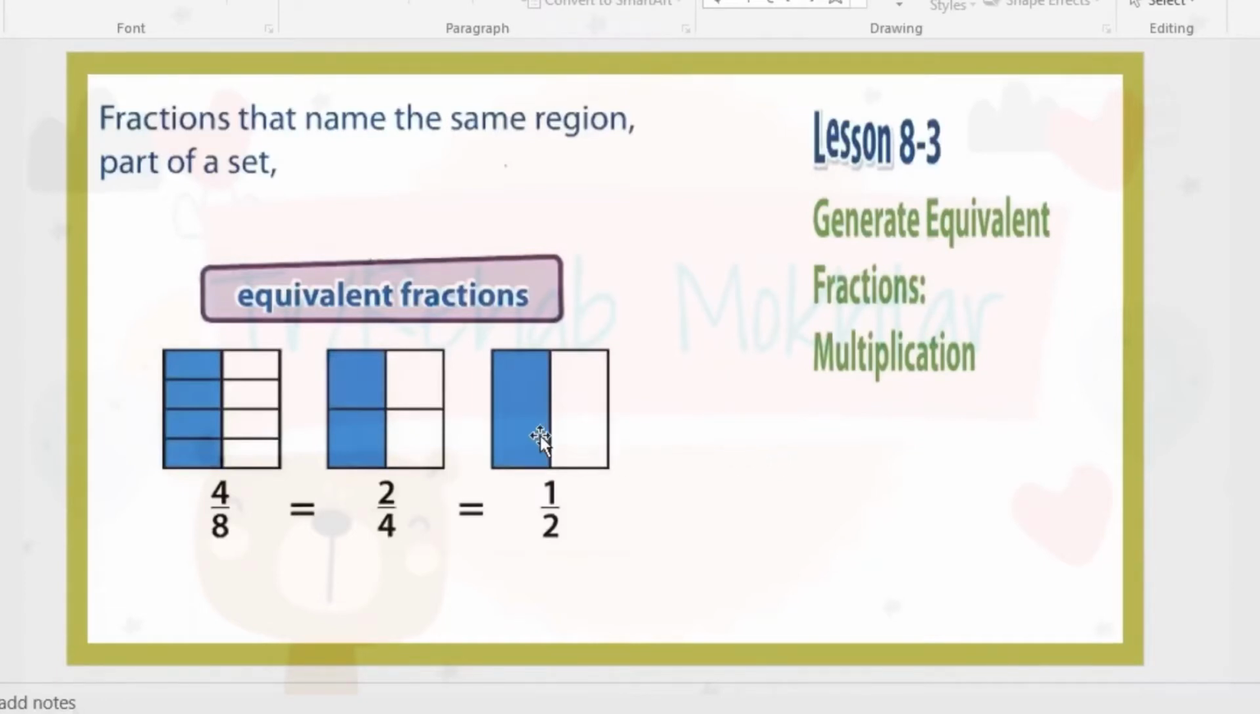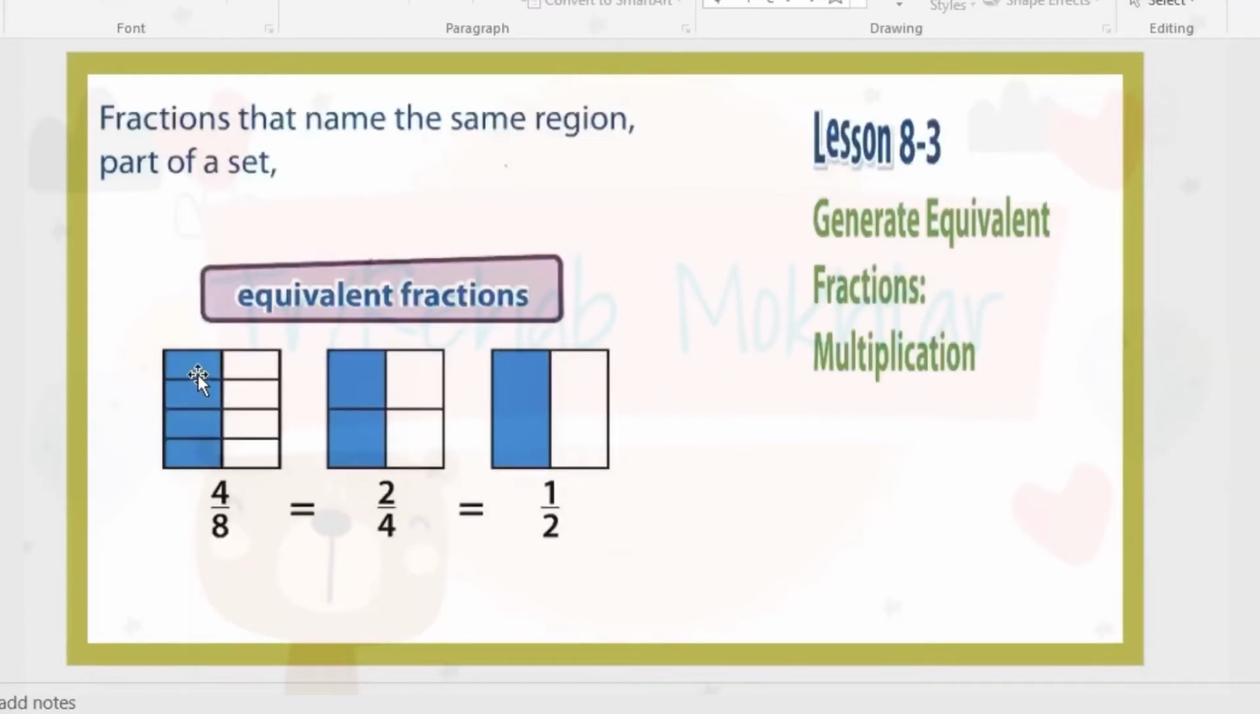Here we have three equal shapes. We have three rectangles. All of them are equal. The first one we divided into two equal parts. The colored part represents 1 out of 2, half of the shape, and here we cut it into 4 parts. The colored parts are 2, so the fraction will be 2 out of 4, and by the way, it represents half of the shape. And here we divide it or cut it into 8 equal parts.